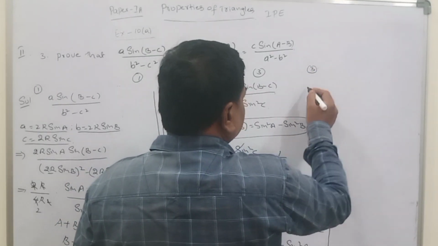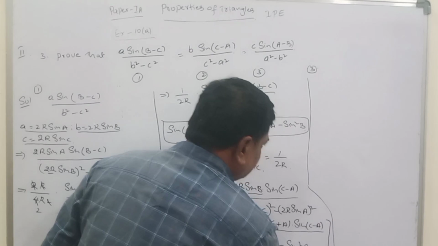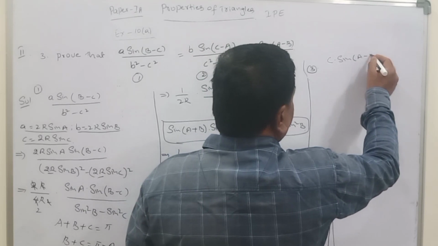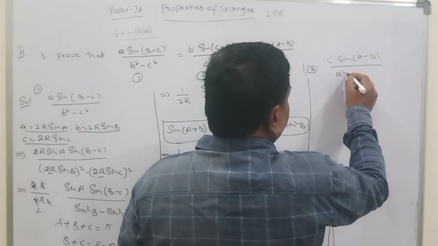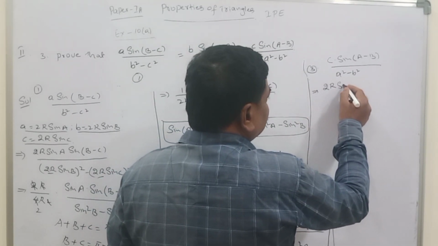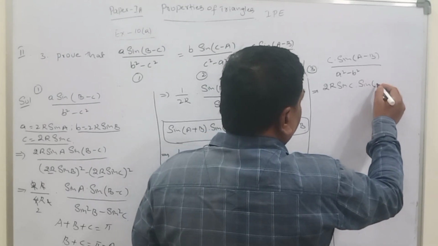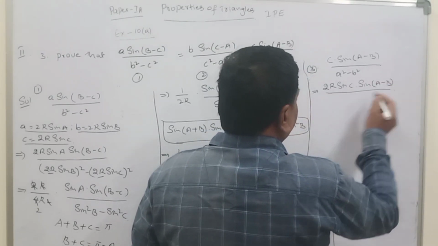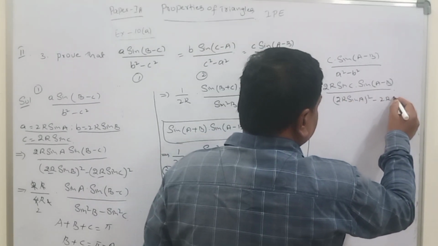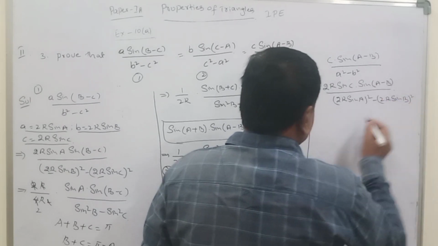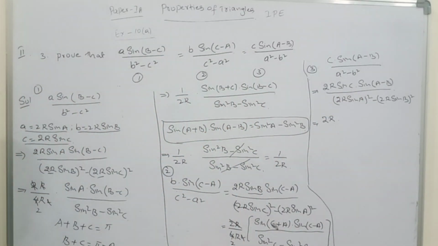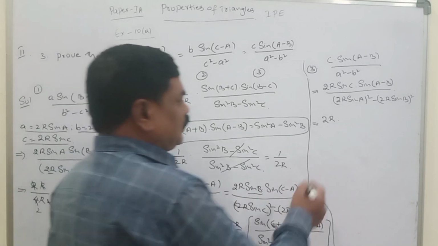What is the third one? C into sin of a minus b by a square minus b square. Here a, c is equal to what? 2r into sin c into sin of a minus b by (2r sin a) whole square minus (2r sin b) whole square. This implies 2r into, what is sin c here? Sin c is equal to sin of a plus b.